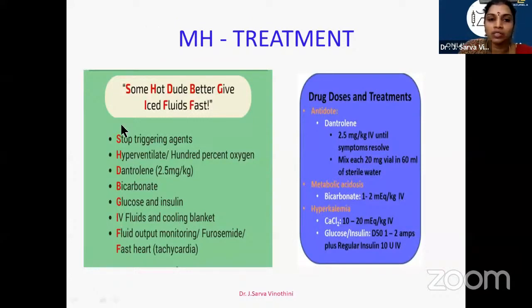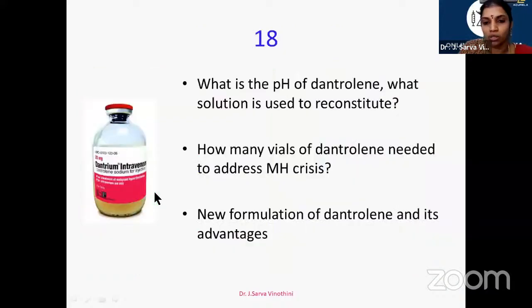The mnemonic used is "stop some hot dude, better give ice fluids fast." You have to stop all the triggering agents, start hyperventilating with 100% oxygen, give dantrolene 2.5 mg per kg, bicarbonate 1 to 2 milliequivalents per kg, glucose and insulin to push the potassium inside, and cool IV fluids, iced lavage of the stomach, and cooling blankets, external cooling. Then we have to do fluid output monitoring, and also administer furosemide for forced alkaline diuresis.